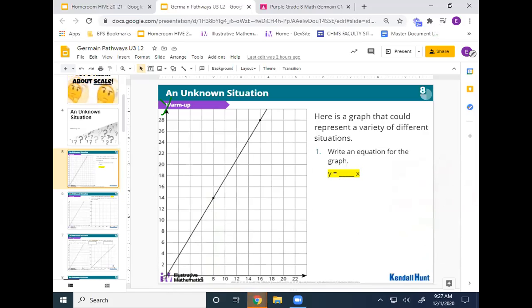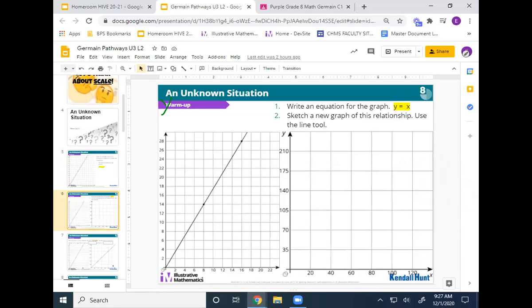Okay, so the next piece of this, we have a graph here, right? So we have our equation, and we said that our equation was y is equal to 14/8x, right? That was what we said our equation was. That's what this first graph shows us here. We need to graph the same situation here.